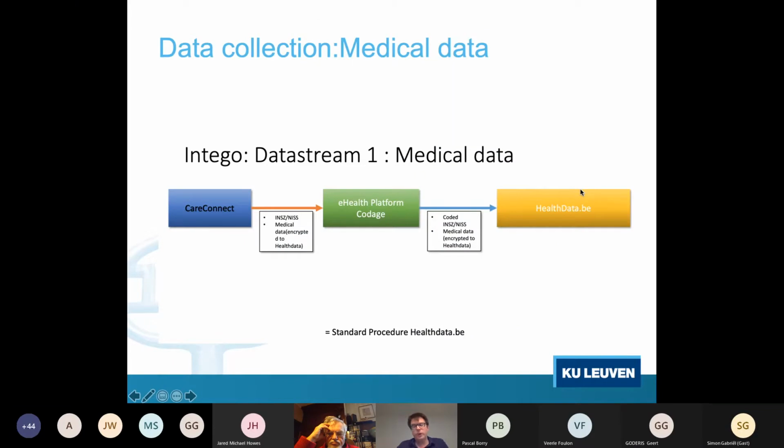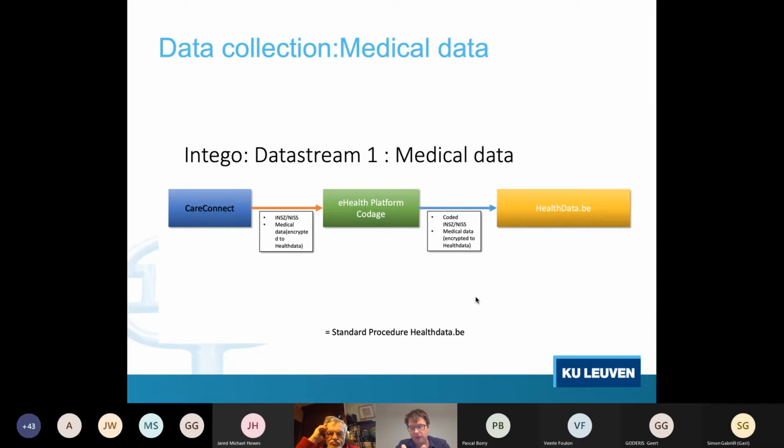And then how does it work? Well, how do we collect data? Intego takes this data out of a GP electronic health system called CareConnect, the most used GP system. The data is extracted digitally, and we use as an identifier the national security number, which is coded, goes to Healthdata coded, and goes into a coded number, and then the data goes into the health data. That's a standard procedure. That's how the medical data is transferred.